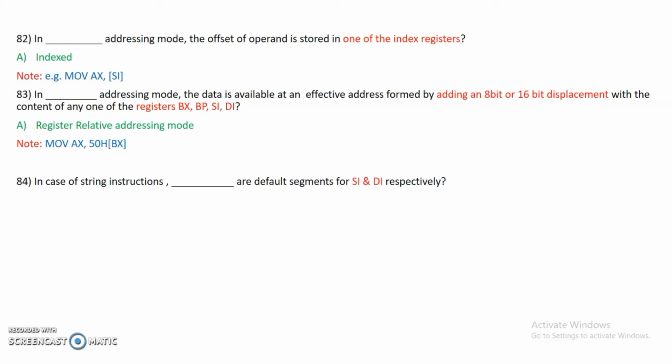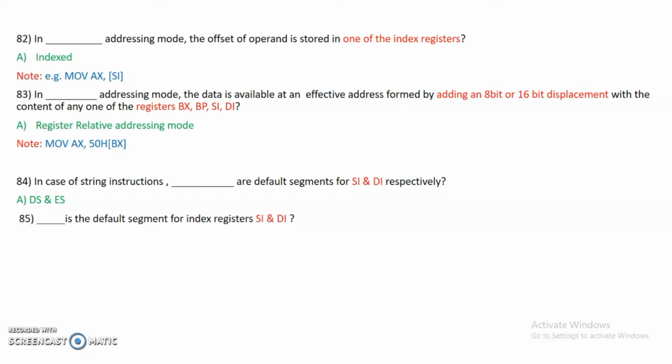So don't get confused. Bit number 84. In case of string instructions, dash are the default segments for SI and DI respectively. So the answer will be DS and ES. So DS stands for data segment and ES stands for extra segment. So in the case of string instructions, both these particular registers are used for default segments.